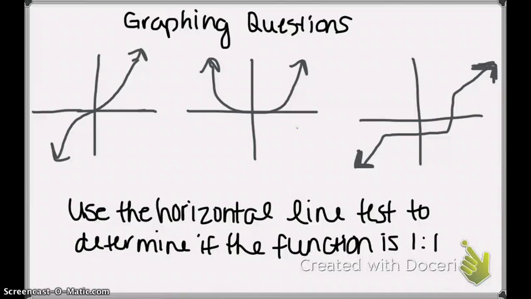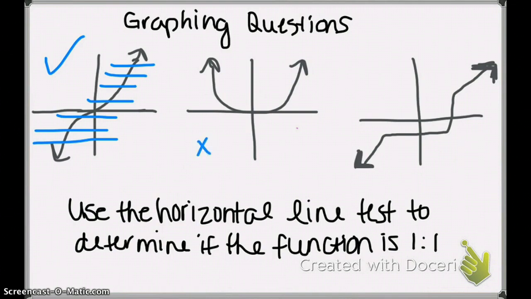The first one might be: determine whether the function is a one-to-one function. Why does this matter? This matters because you cannot have an inverse function unless the original function, f of x, was a one-to-one function. All that means is you're going to use something called the horizontal line test. You take your pencil and draw horizontal lines through the graph, and as long as the line only goes through one point in every place, then it is a one-to-one function.